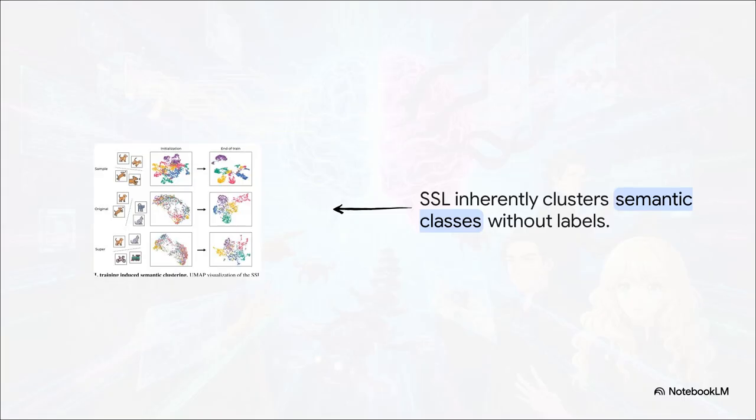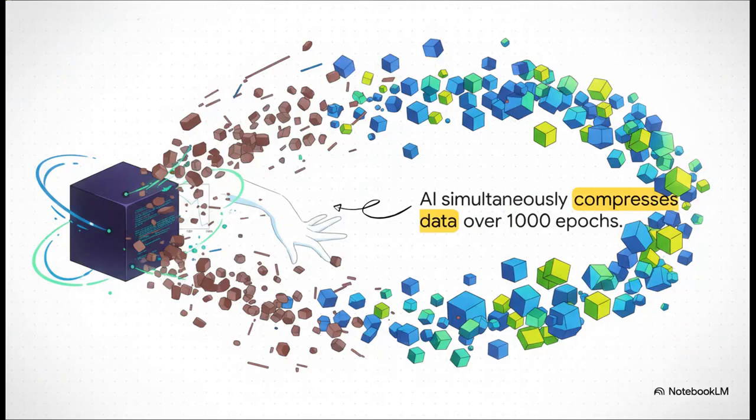So, what's actually happening in there? Well, this gives us our first major clue. If you track the AI from the very start of its training right up to the end, you see something almost magical. SSL inherently clusters big semantic classes together. Like, it'll totally separate animals from vehicles, naturally discovering the underlying meaning of the images on its own. It just does this. But wait, what else is going on inside that black box?